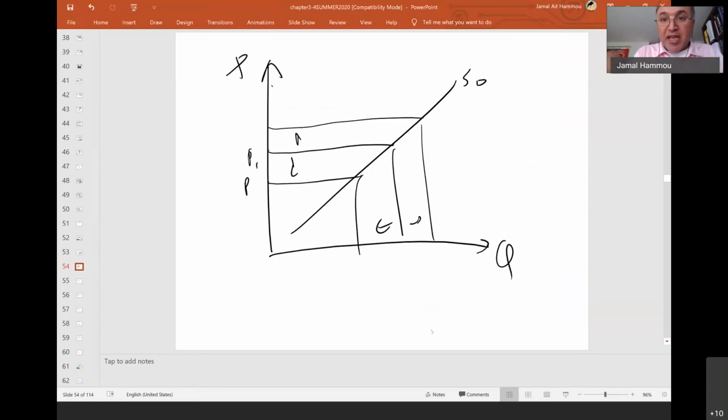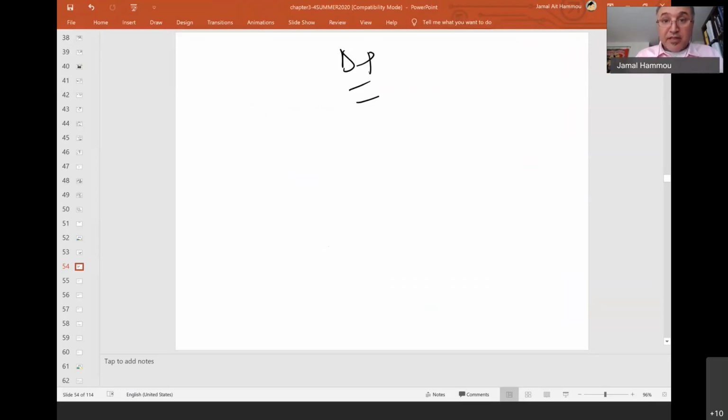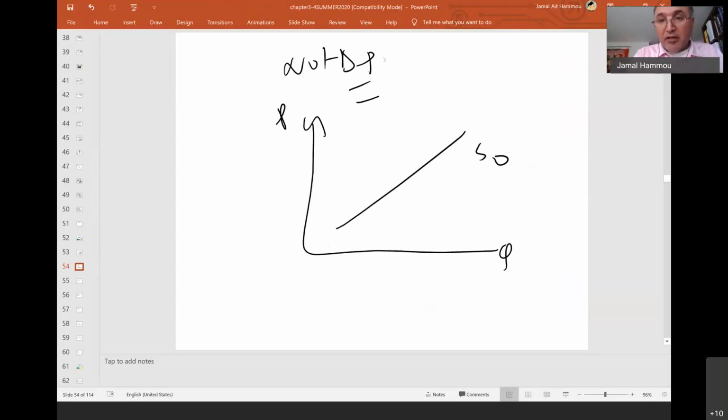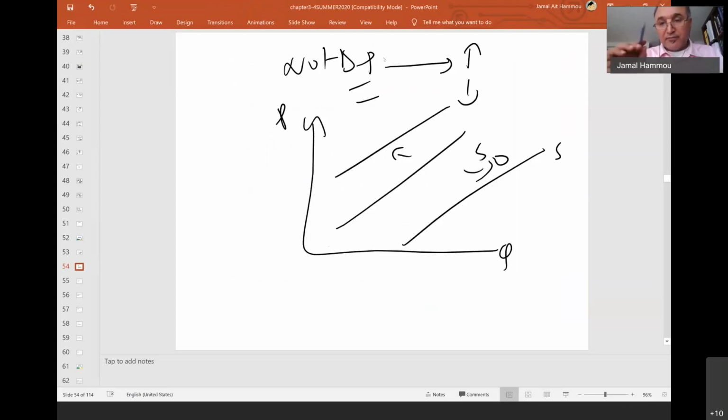Now, if it's something else, not the price, then I have to think about shifting the supply curve. So this is not the price. What I would do is the same thing as with the price: quantity, S0. Not the price, then I will think how that will affect the supply. If it's an increase, I have to shift it to the right. If it's a decrease, I have to shift it to the left. Okay, so that's basically the summary for this.